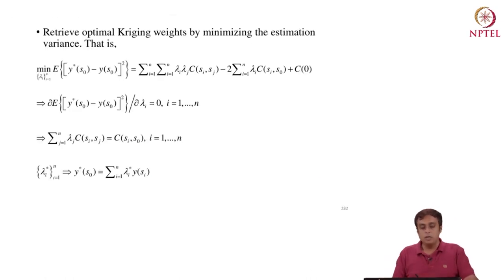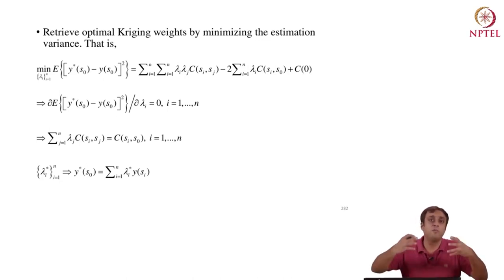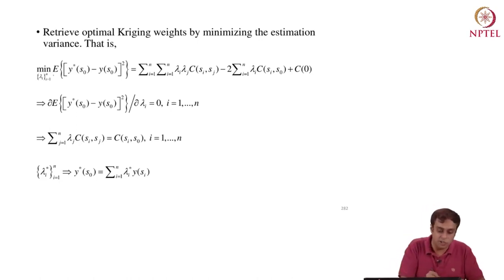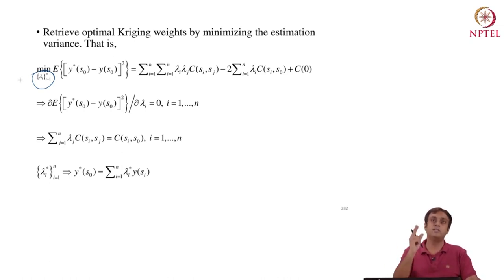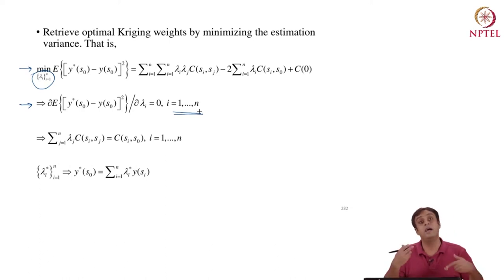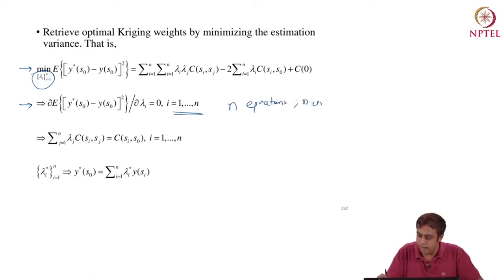So let's move forward. What is the next step in retrieving optimal Kriging weights? Now that we have the estimation variance of the predicted y s0, we want to minimize this variance. The lesser the variance, the more accurate my prediction. And when I minimize this variance, I basically choose these weights lambda i. Automatically these weights will be a function of redundancy, closeness, and the large scale variation in data, because the estimation variance is a function of these three factors, right? So I set up my objective function here. I write down my first order conditions. I have n simultaneous equations. I have n unknown weights. So I have n equations and n unknowns.